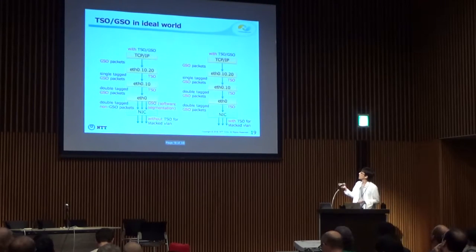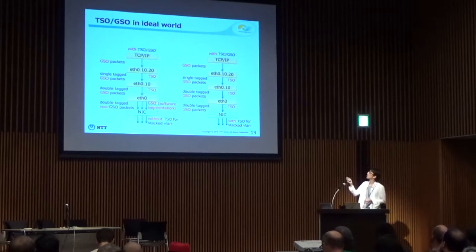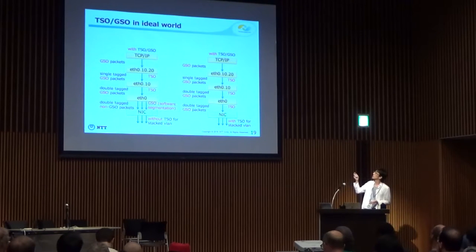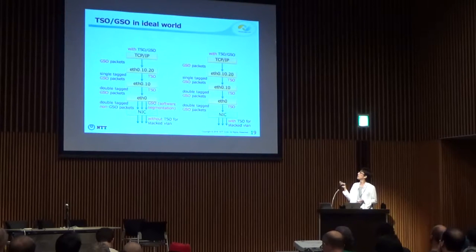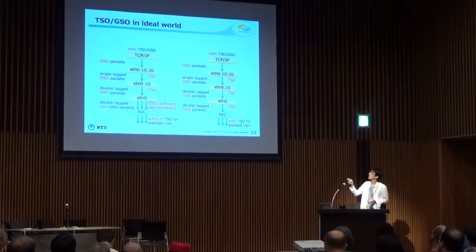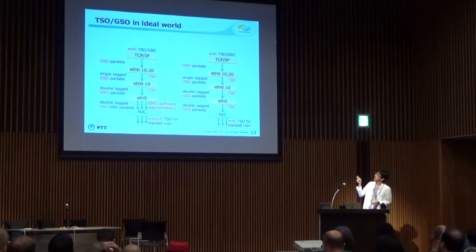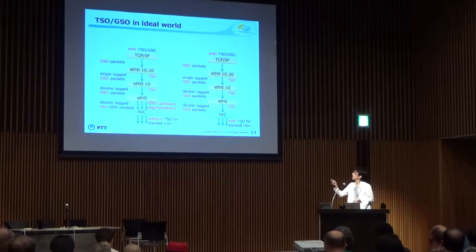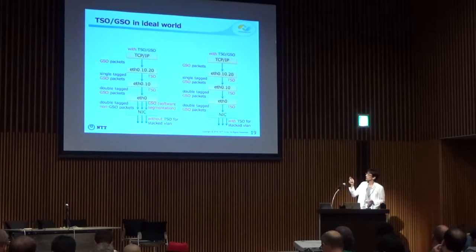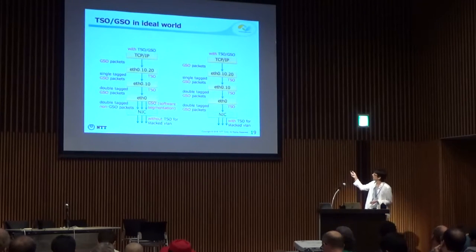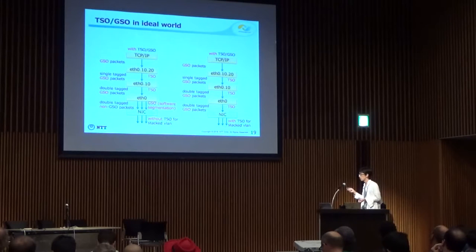And ideally, we want to send TSO packets from the TCP layer and segment those packets at the real device, or if the device is not capable of TSO for stacked VLAN, by GSO. And if the device can do TSO, then we want to leverage it.